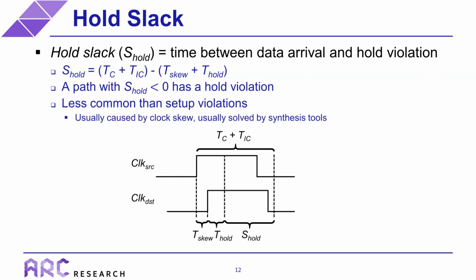So, like the setup slack, a negative hold slack corresponds to a hold violation. And as mentioned before, hold violations tend to be much less common than setup violations. When they do occur, they are usually caused by clock skew because an increased skew will decrease the slack. Fortunately, usually the synthesis, placement, and routing tools will avoid most of these problems for you.